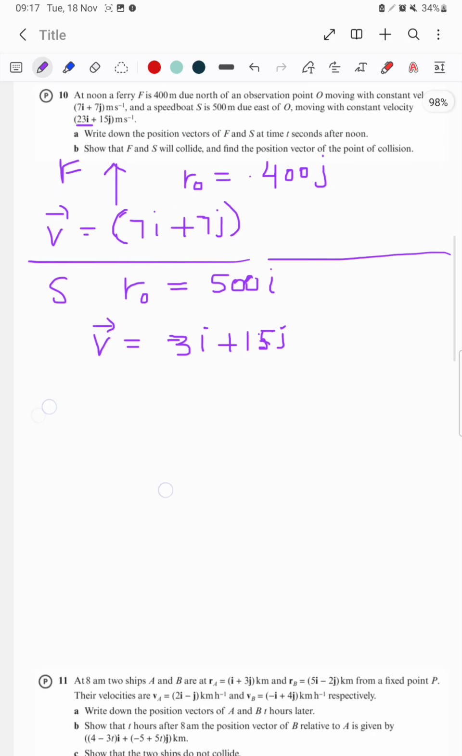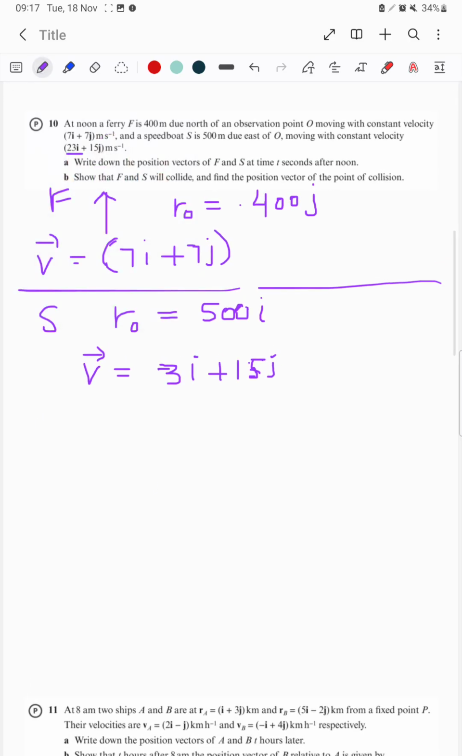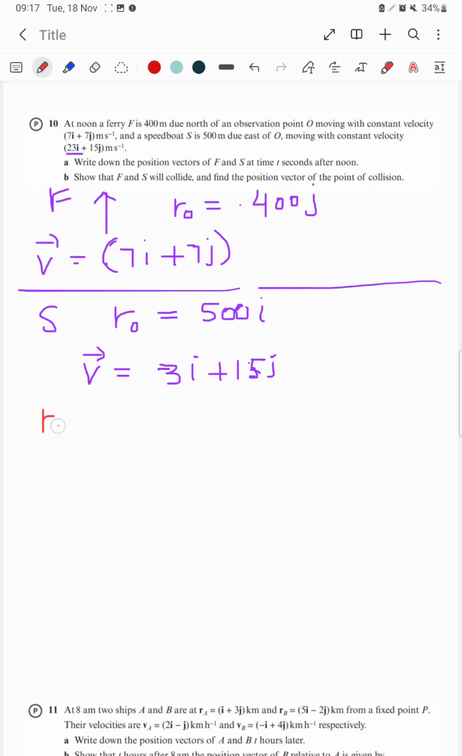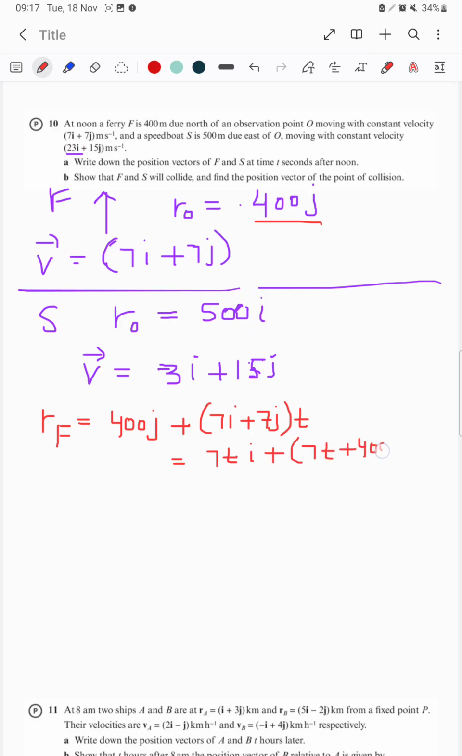Okay, so if we have to find the position vector for, let's say, the ferry, I will show it with rf, and that is equal to r naught, which is 400j, plus 7i plus 7j times t. So in general I can say it is 7t i plus (7t plus 400) times the j component. So this is the first part.